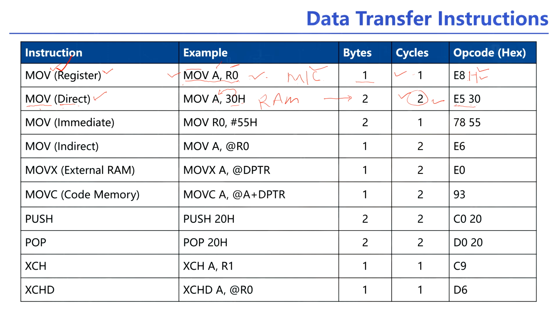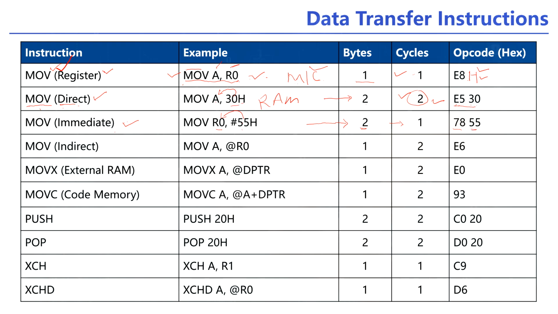Next, we can use the opcode in this way. Suppose we want to use the immediate addressing mode. Remember, we can take an example here: MOV R0, #55H. Here this is the constant value. This value is copied and transferred to register R0. This is a 2-byte instruction, and for this the machine cycle required is 1. For this we can use 7855. You can remember it in this way.